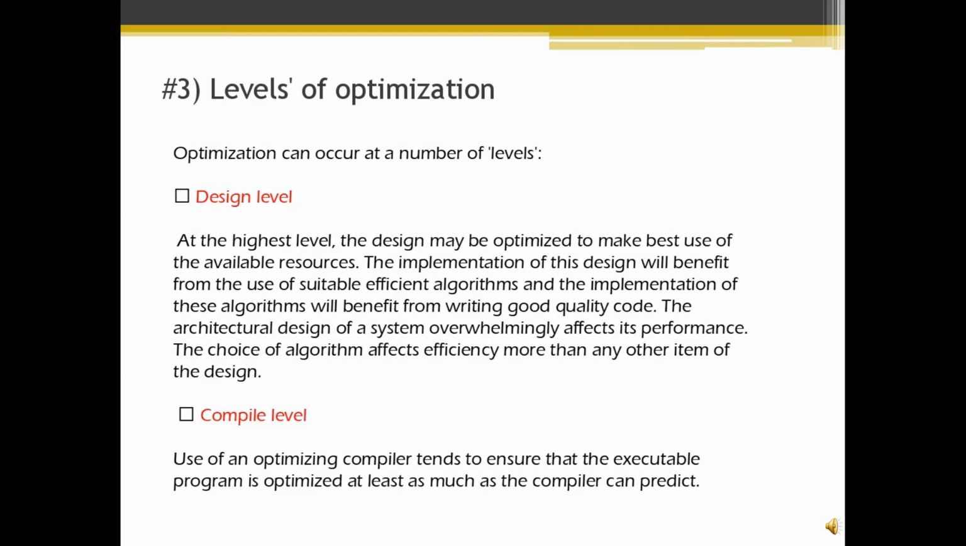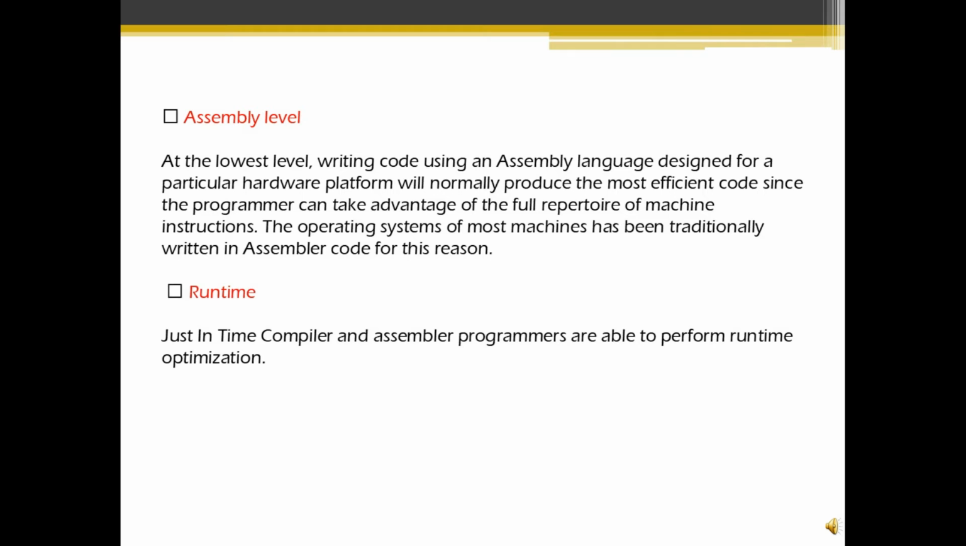Compile level. Use of an optimizing compiler tends to ensure that the executable program is optimized at least as much as the compiler can predict. Assembly level. At the lowest level, writing code using an assembly language designed for a particular hardware platform will normally produce the most efficient code, since the programmer can take advantage of the full repertoire of machine instructions. The operating systems of most machines have been traditionally written in assembler code for this reason. Runtime. Just-in-time compiler and assembler programmers are able to perform runtime optimization.